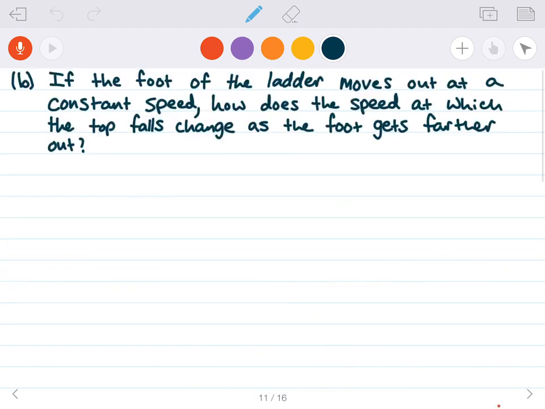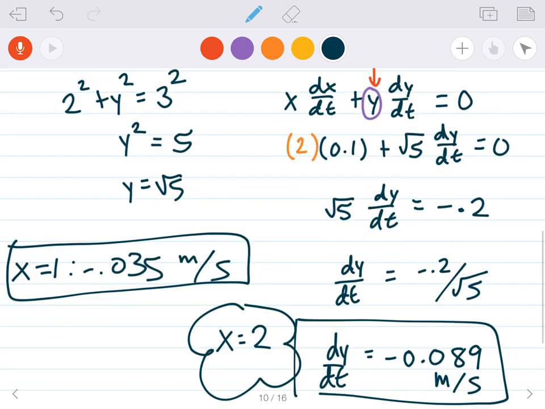Okay. So the second part of this question says, if the foot of the ladder moves out at a constant speed, how does the speed at which the top falls change as the foot gets farther out? Well, we can just look at this example to see what's happening.